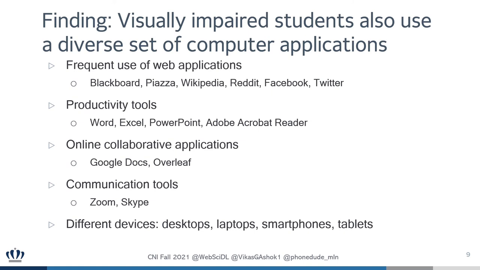Our study revealed that visually impaired students too use an assortment of computer applications for their everyday activities. Almost all students stated that they're active on social media such as Twitter and discussion forums such as Reddit. For coursework, they rely on learning management systems such as Blackboard, Canvas, or Piazza, as well as productivity tools such as Word, Excel, PowerPoint, and collaborative tools such as Google Docs.